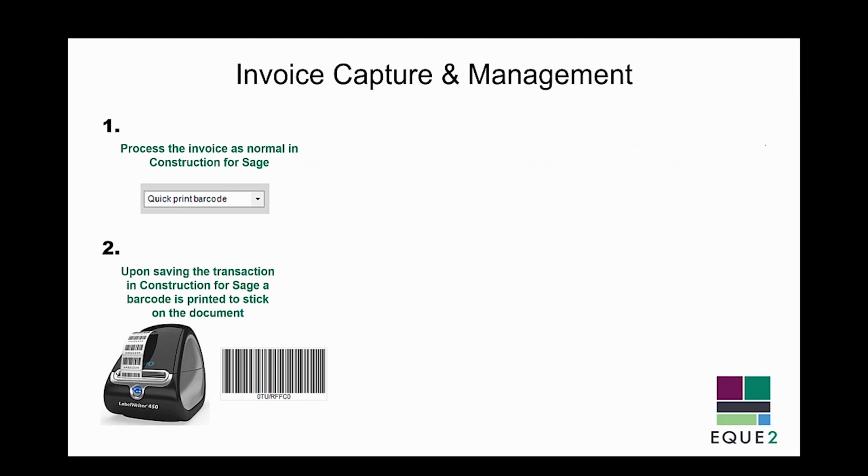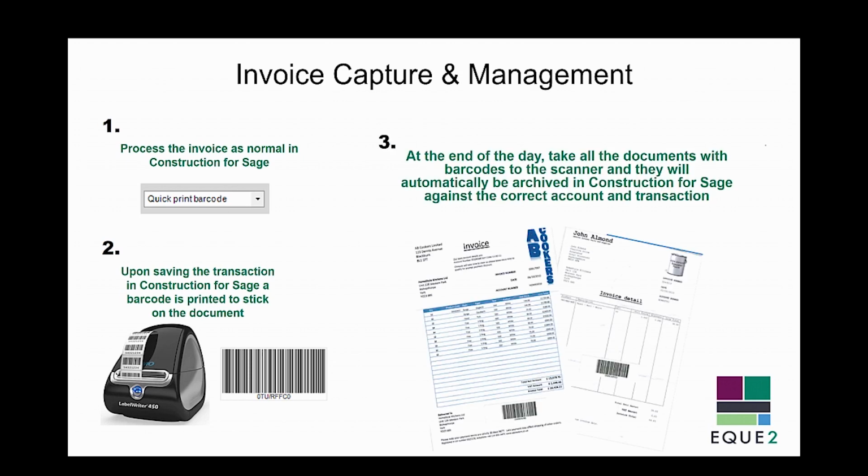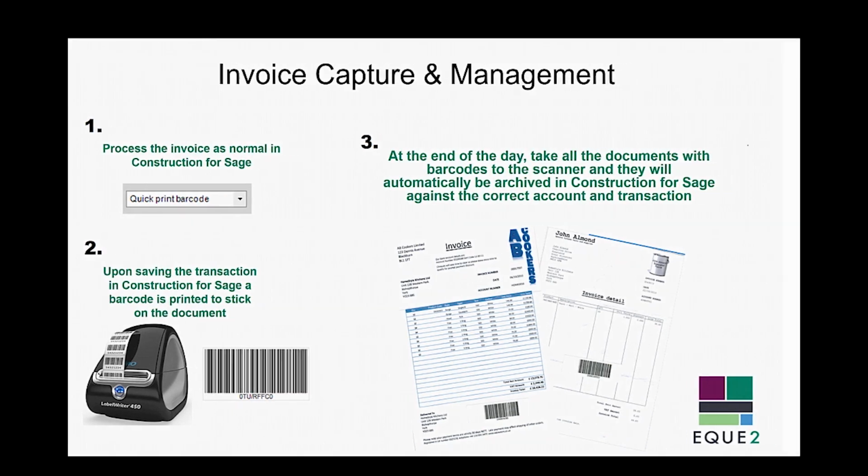Now at the end of the day, when you've processed all of your invoices, all you need to do is take that pile of invoices that all have barcodes attached to them, and place them through the scanner. The scanner and the software will read the barcode and it will read the detail on the barcode. It will identify which transaction it relates to and attach that document to the transaction within your Construction for Sage software. Okay, so a very easy 3-step process. Then there's no extra manual input at all.